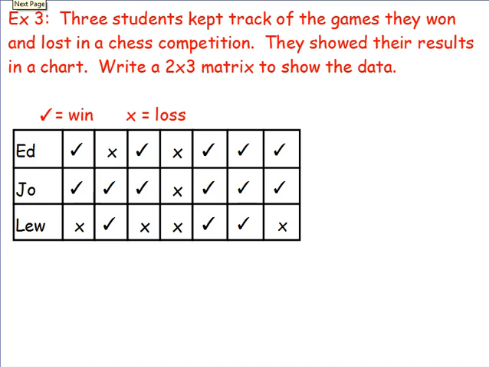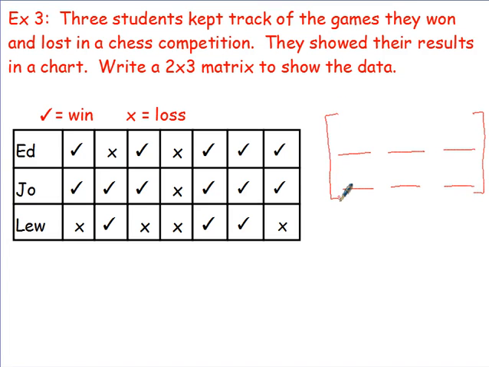There are 3 students who kept track of the games that they won and lost in a chess competition. They showed their results in a chart. As you can see, we have Ed, Joe, and Lou. Check marks mean a win, X means a loss. We need to write a 2 by 3 matrix to show the data. So 2 by 3 means 2 rows, 3 columns. So what that would look like, here's one row, there's another row, there's your second column, there's your third column. That's how we are organizing our data.